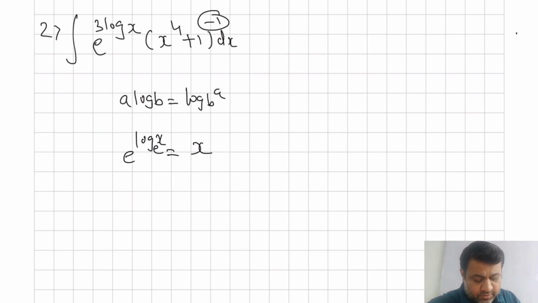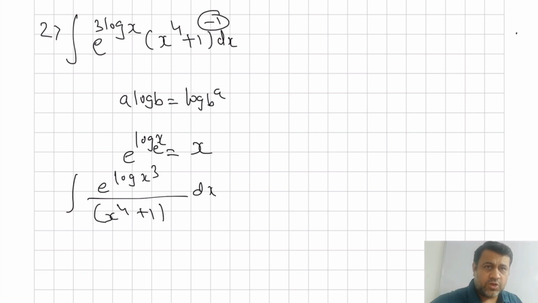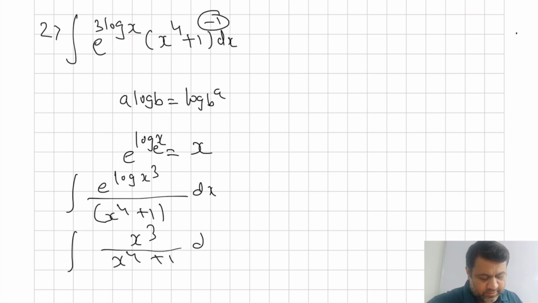So observe this, I just write this as e to the power log of x cube, everything divided by x power 4 plus 1 dx. So this x power 4 plus 1 to the power minus 1 comes in the denominator, we just write it as x power 4 plus 1. Now in the numerator we have e to the power log of x cube. So as discussed, I can just write it as x cube upon x power 4 plus 1 dx.